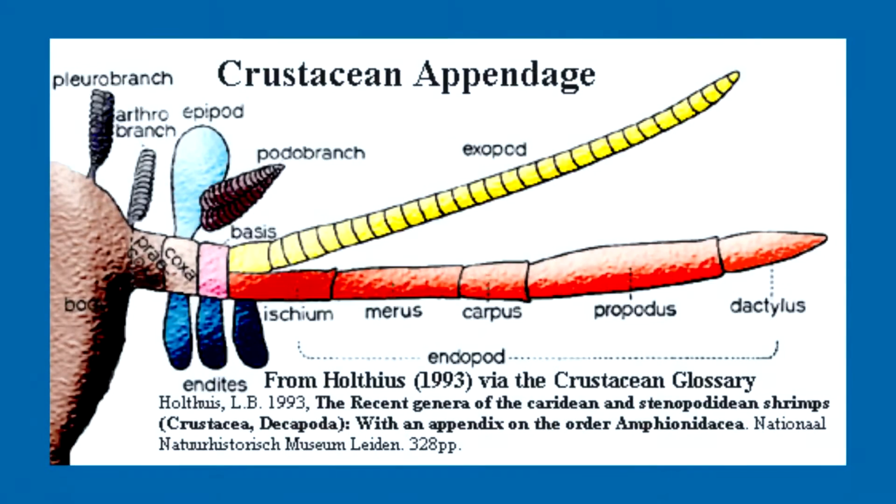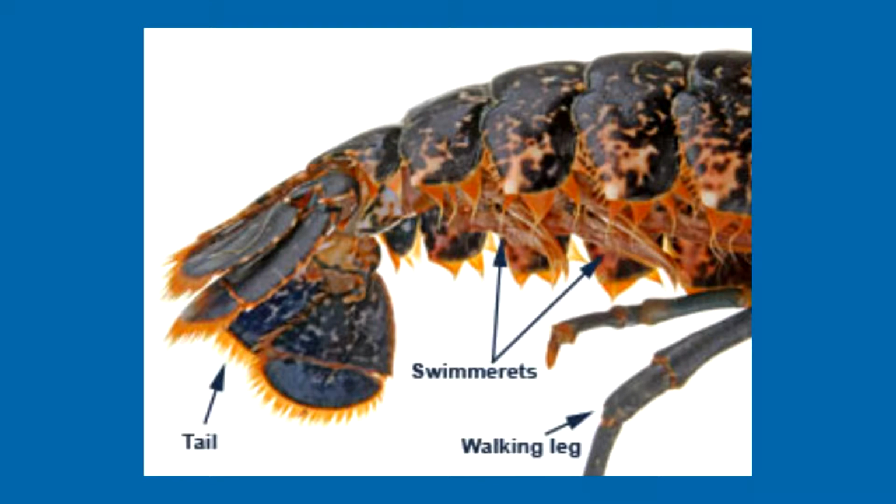Each body segment can have a pair of appendages. Aquatic species can have their hind legs on their abdomen specialized for swimming and/or have their abdomen and a tail also to help with swimming.